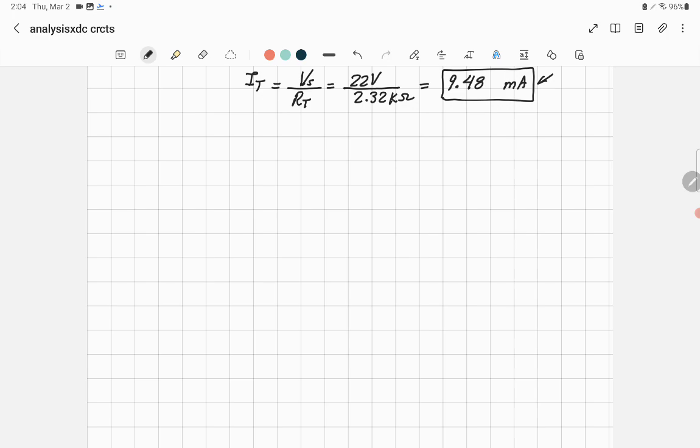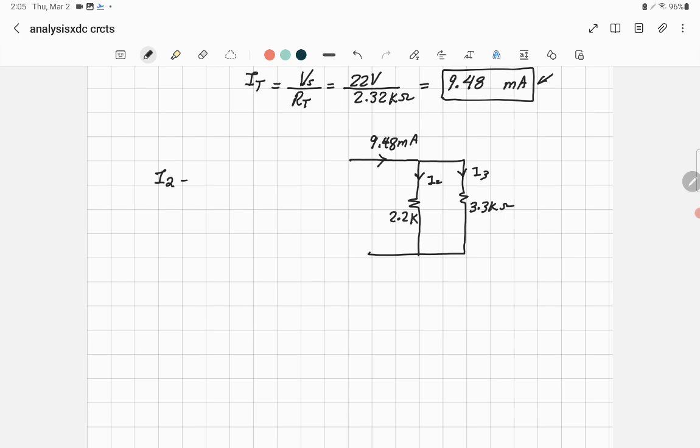That's the current we just calculated, the total current, 9.48 milliamp, and it will split into two currents in the two resistors. Just put the values of the resistances, 2.2 kilo ohm and 3.3 kilo ohm. And we said that this is I3 and this is I2. So how can you find the current I2 or I3 using the current divider rule? Well, let's just find I2.